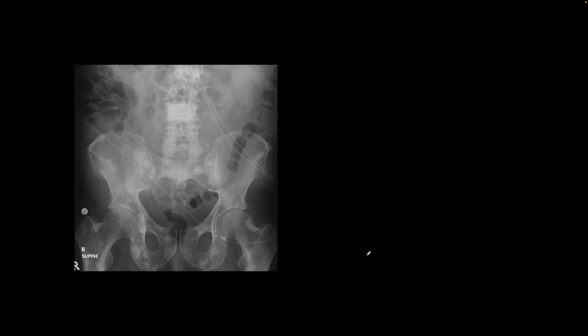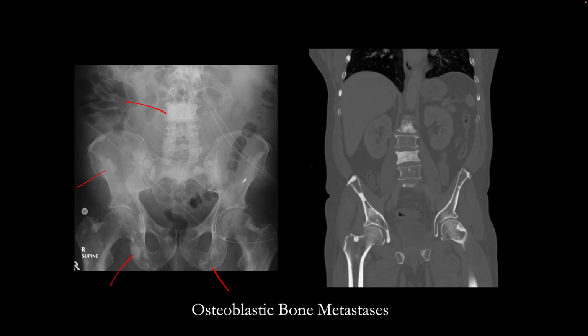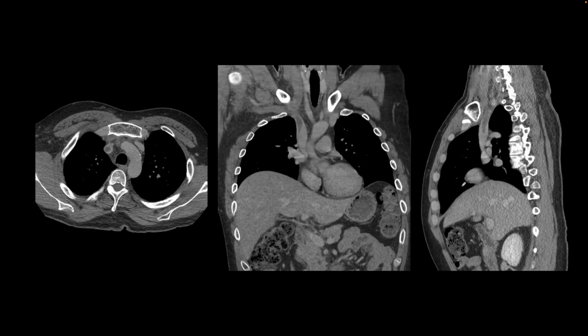This is our next patient. On the plain film of the pelvis, we find that there are multiple foci of sclerosis involving the bones in the pelvis and also in the spine. And so this is an appearance of osteoblastic bone metastases on plain film. If you read plain films, you may come across one of these, and you should be able to pick up osteoblastic bone metastases on plain films. This is a corresponding CT in the coronal image showing those osteoblastic multiple foci in the bones.